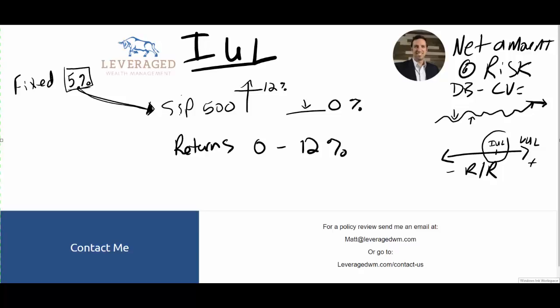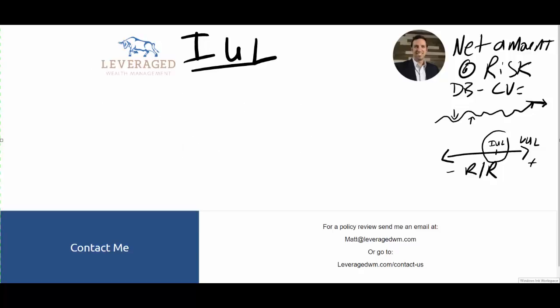Every single year, your returns are going to be between 0 and 12% based on the S&P. But that's only half the story. There's also a really cool feature on these index universal life insurance policies, and that's called annual reset. Now, what annual reset means is every single year, your gains are going to be locked in, and you're going to start a new crediting period.